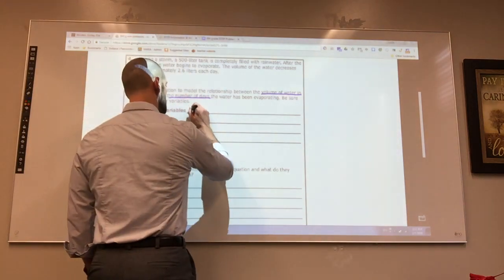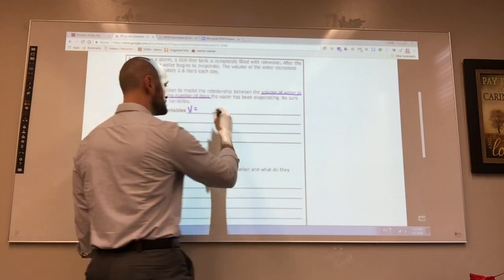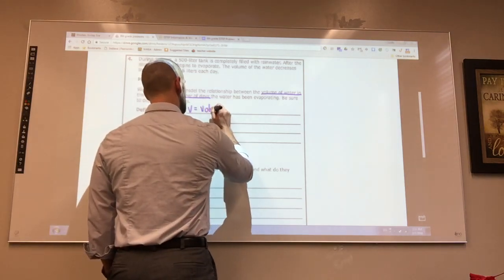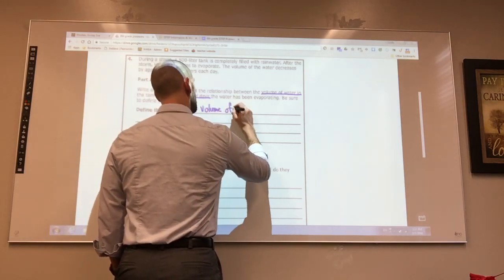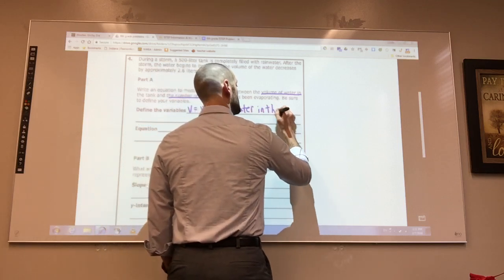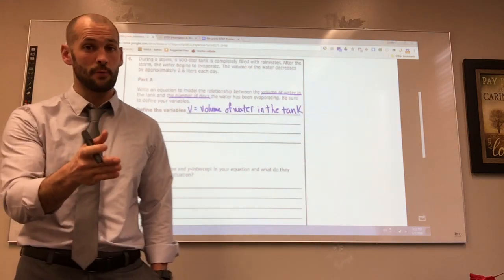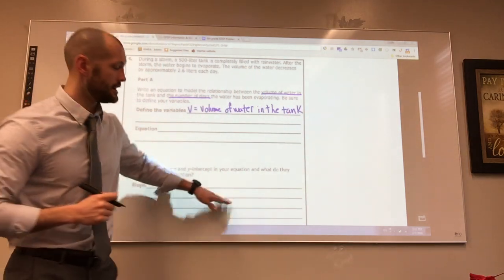So we'll make V not just volume. It has to be specific. This is the volume of water in the tank. Okay, be specific. It's going to help, especially on this problem down here.